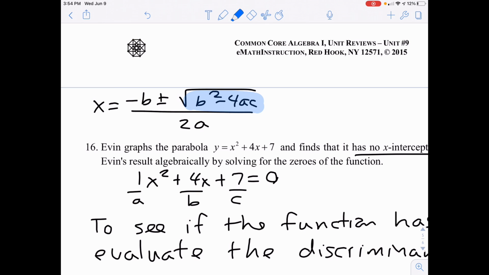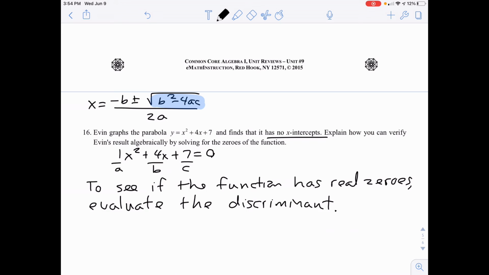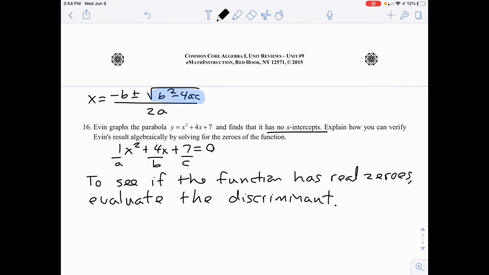Since the discriminant is under the radical, that is what limits what it can become. So if b squared minus 4ac is positive, you can take the square root of a positive number. Therefore, you get two real answers, plus and a minus. But if your discriminant is evaluated as negative, you can't take the square root of a negative number. Therefore, you will have no real solutions or no x-intercepts, as we saw in the previous video.